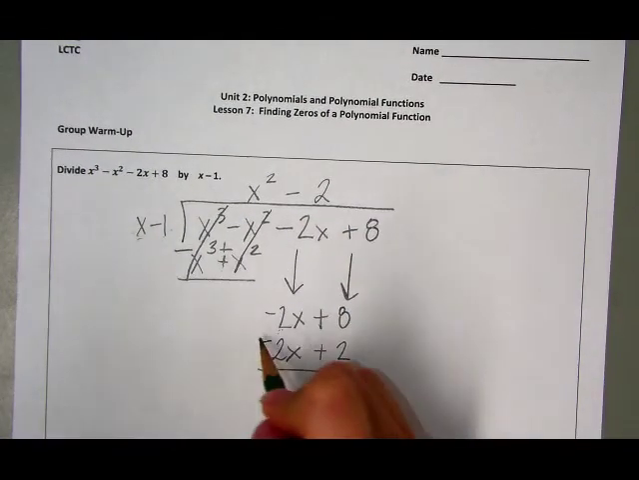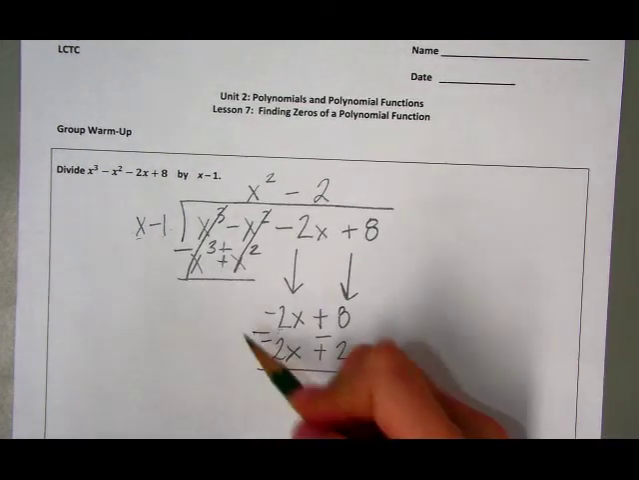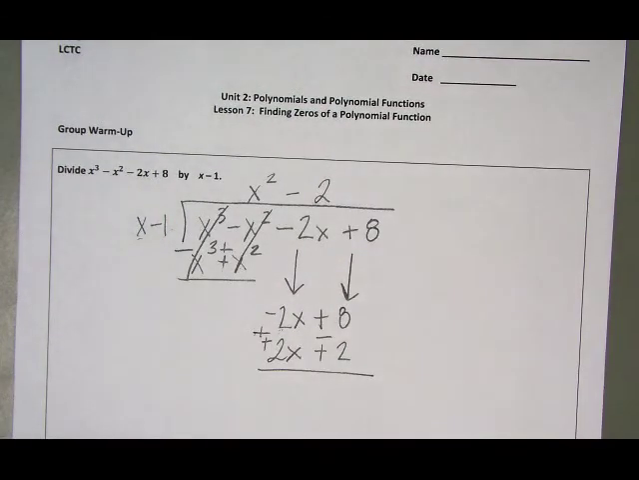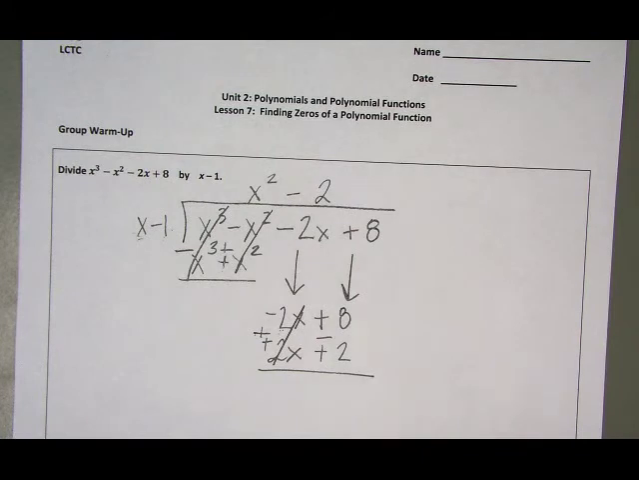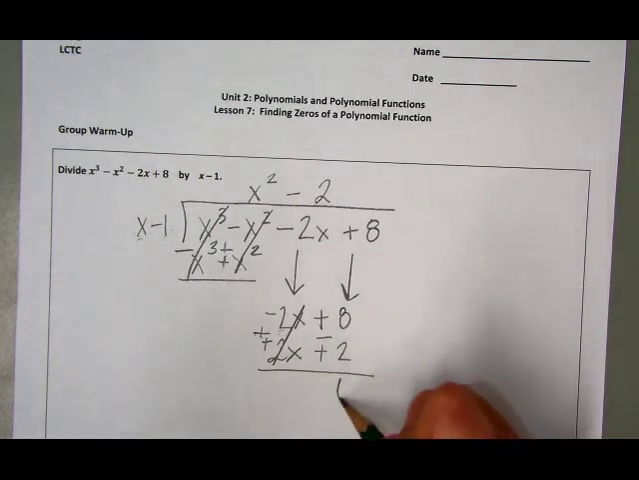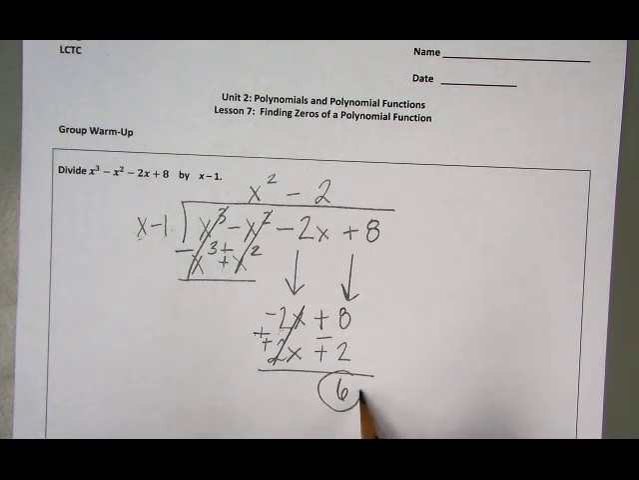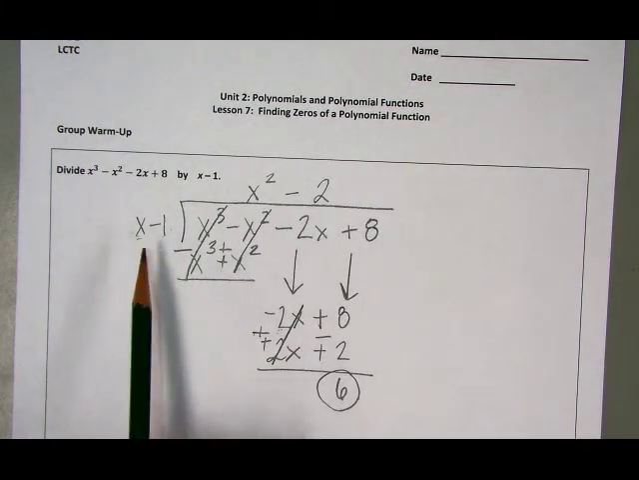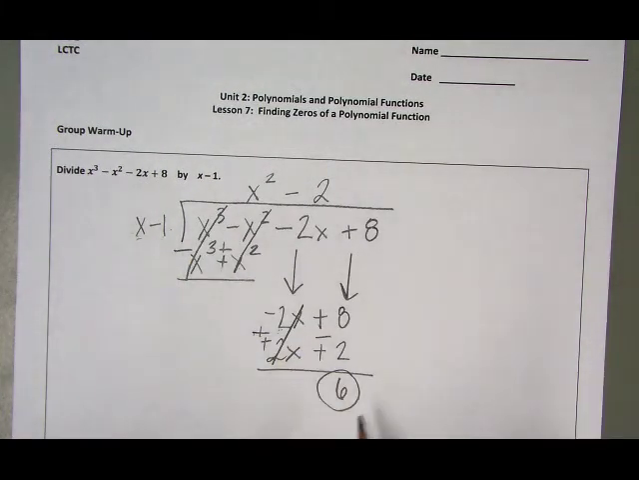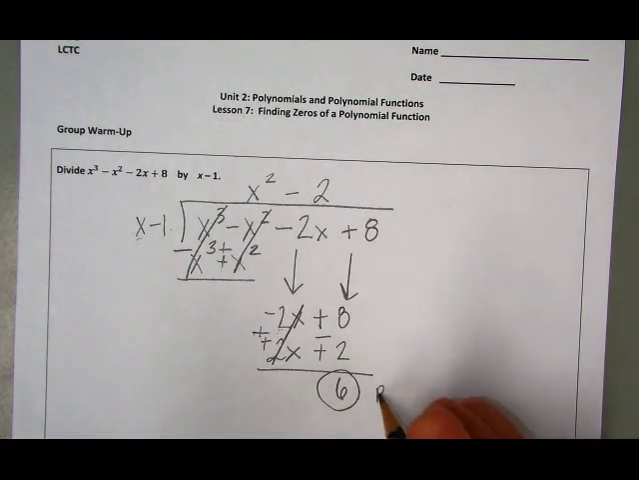If I go through and I subtract these terms now, my double negatives turn to positive. Those 2 cancel out. 8 minus 2 gives me 6, and I have nothing else to bring down since I only have 1 term left on the outside and I would need 2 in order to keep continuing. 6 ends up being my remainder.